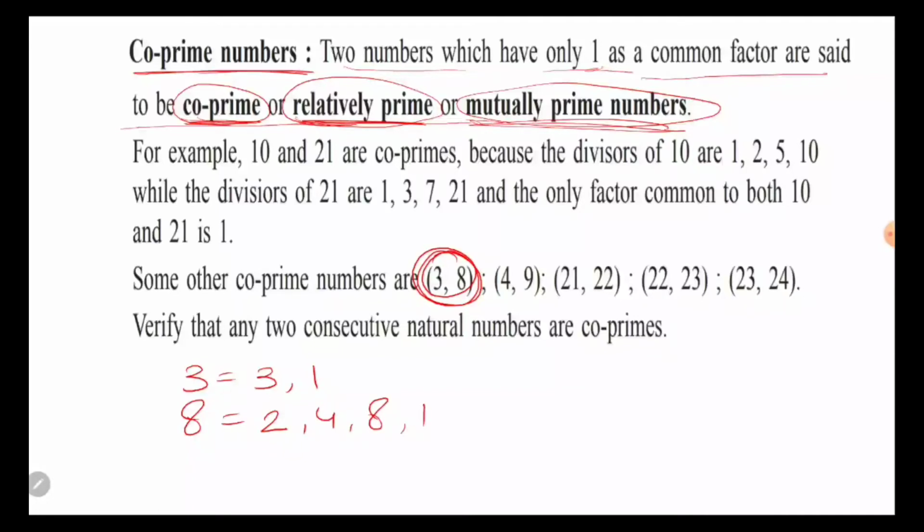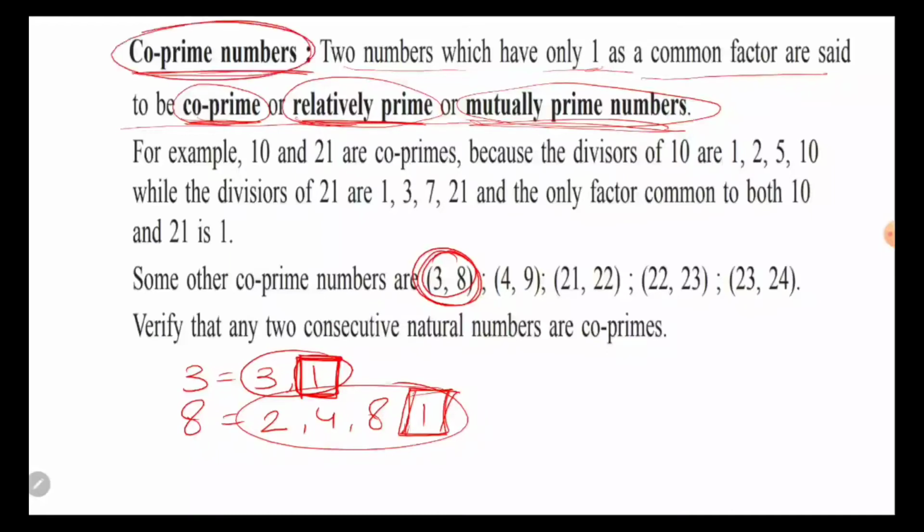Okay, so if you watch this and this, what is the common thing you all can see? Only 1. Okay, 1 ही एक ऐसा नंबर है जो दोनों में क्या है? कॉमन है. If there is only 1 which is common in both the factors, then that number is called co-prime numbers. Okay, again another example, 4 and 9.